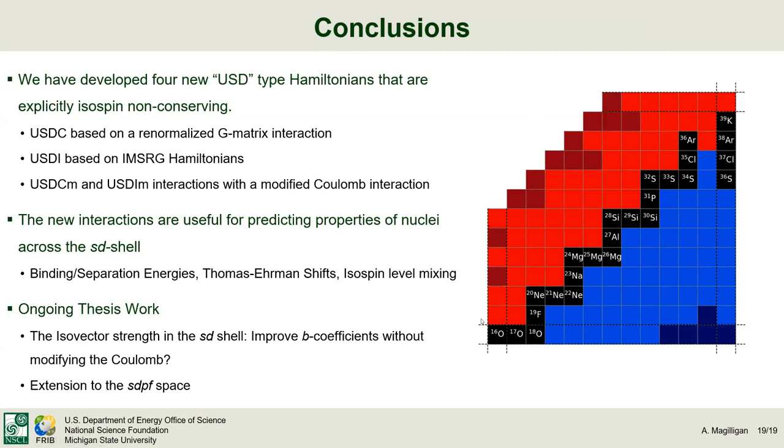Yes, yes. So Aaron, that was a very, very nice presentation. I'm very glad that you're doing so well, working at MSU with Alex. So my question is, have you looked at the Nolan-Schiffer anomaly or any other place where the Coulomb interaction is not sufficient and you really need these isospin violating interactions?